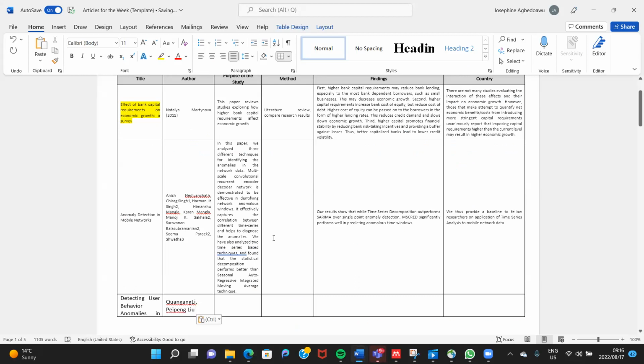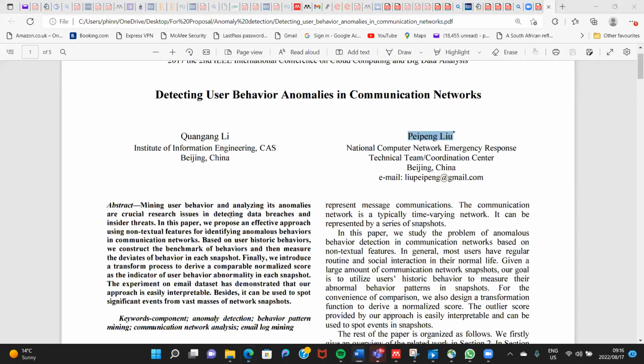All right. So the next thing is the purpose of the study. Now let's go there and see where we conceive the purpose of the study. Let's go to the article. It said, mining user behavior and analyzing its anomalies are crucial research issues in detecting data breaches and insider threats. Now, that was an overview, right? You don't need that.